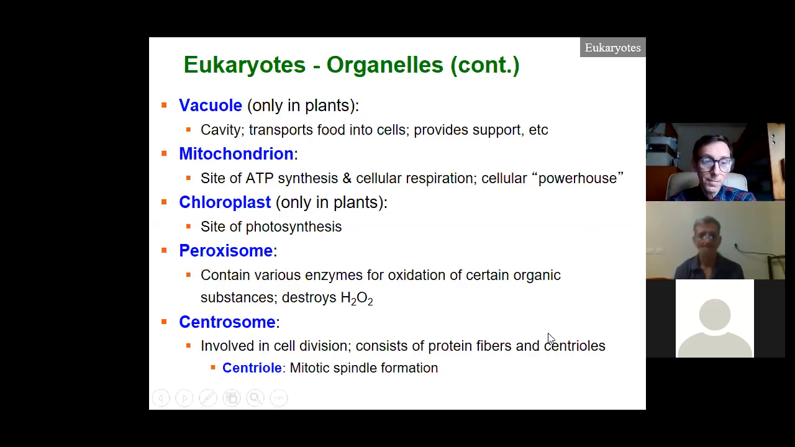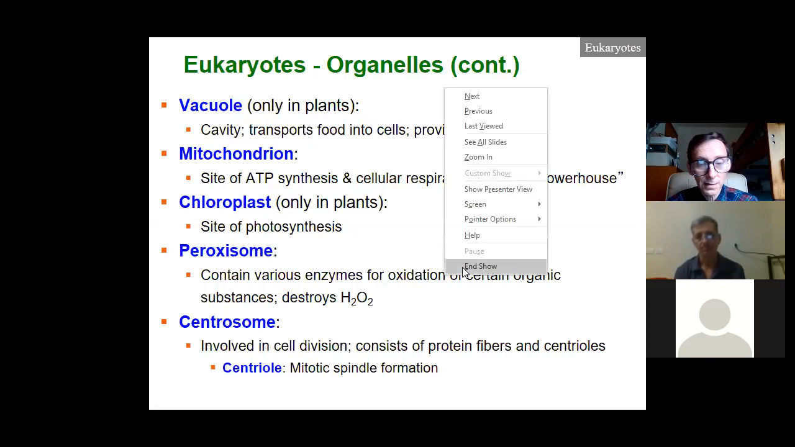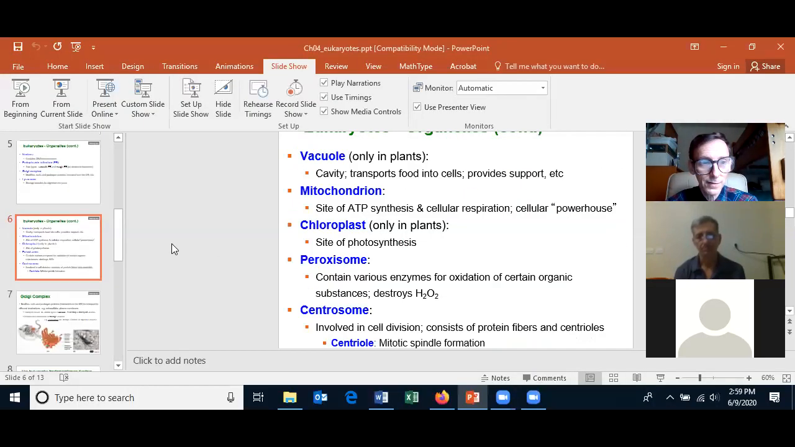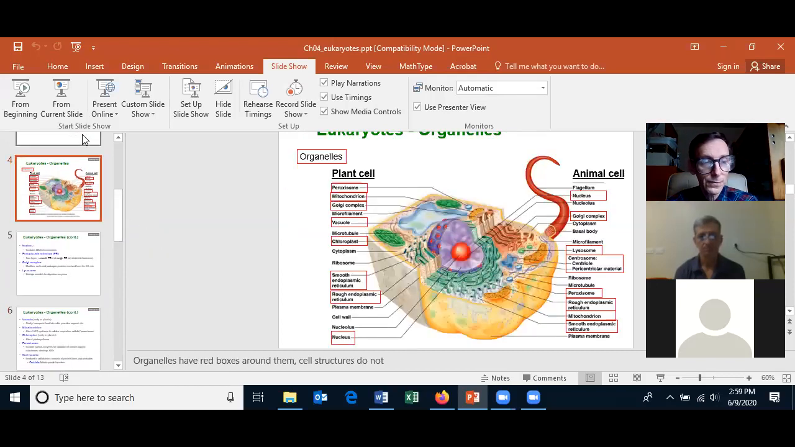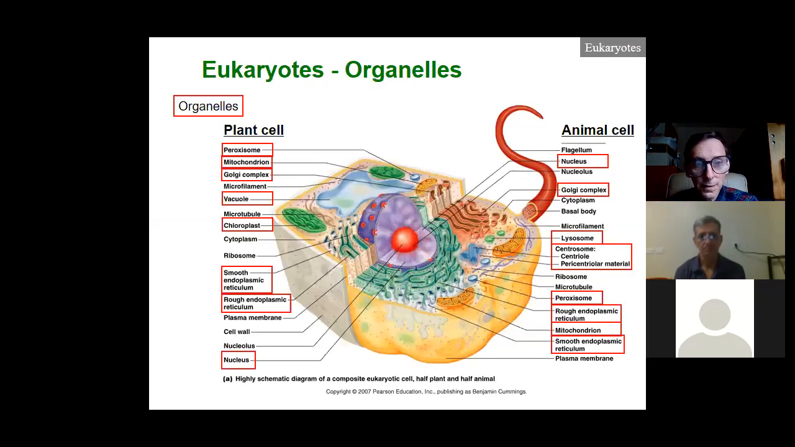The centrosome is involved in cellular division. It actually is not a membrane-bound organelle. It is a bunch of protein fibers and the centrioles, and it plays a role in mitosis. It makes the mitotic spindle. Let me end the show and go back. That was actually the slide I wanted to see. So here's the centrosome, and let's see if I can blow that up.